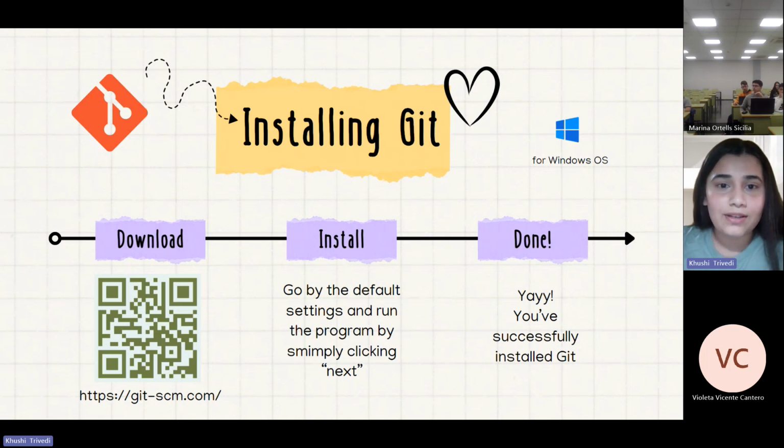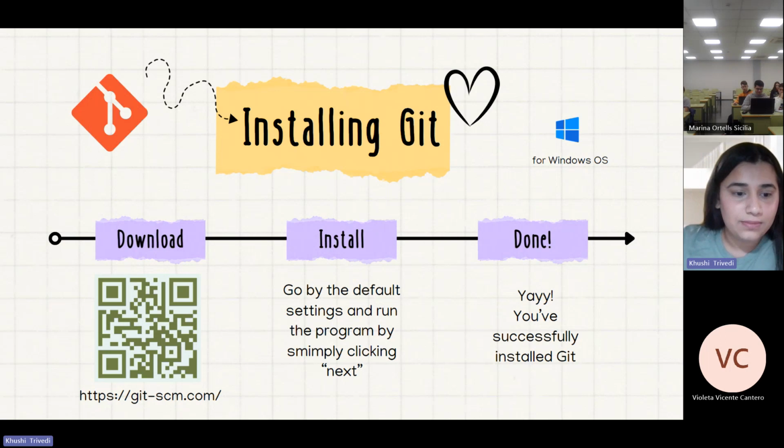You cannot install Git on your phone. Git is not for anyone's phone, neither iOS nor Android or anything. It's not for phones. It's only for laptops. So this is a small link that you can copy or take a picture of and drop it into your browser.